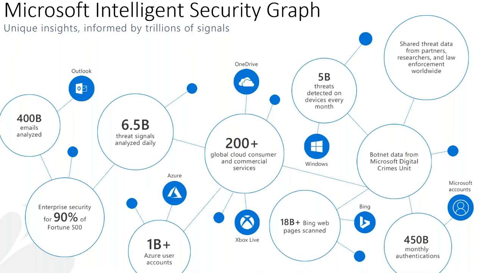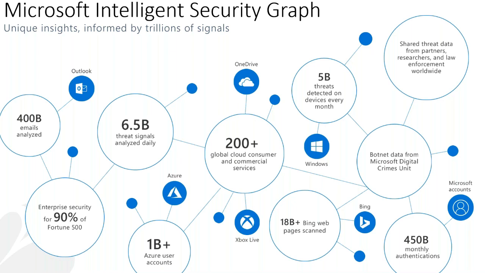That gives them a great deal of signal into what's happening on those endpoints, where these attacks are taking place, and what these attacks look like these days. They also operate 200 plus global cloud, consumer and commercial services, everything from Outlook.com, Xbox Live, and Office 365 to Azure and so on. With all of those services, they have a tremendous amount of surface area to defend. Because of this, they're very well positioned to understand what those attacks look like.